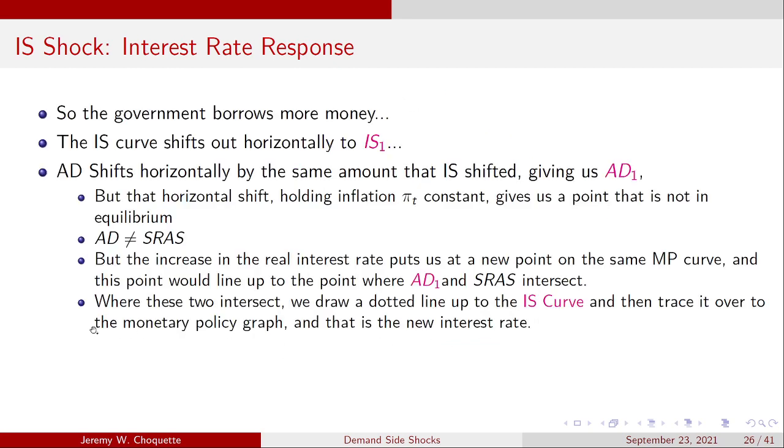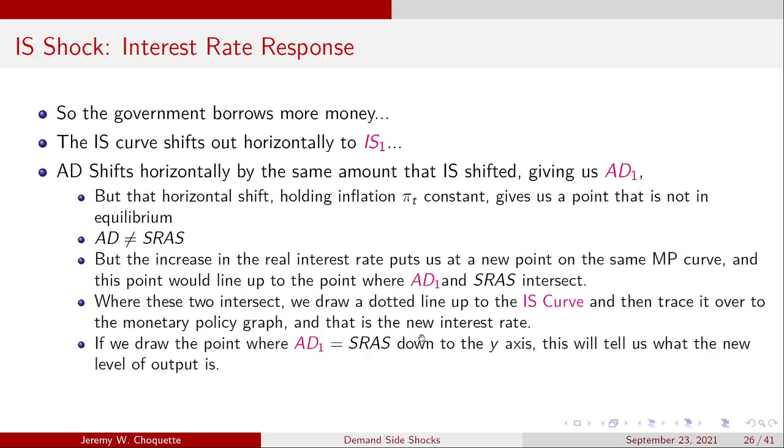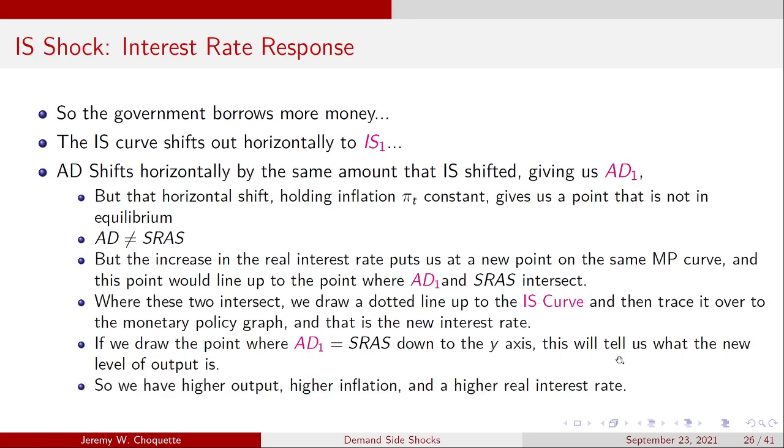So where those two intersect, we draw a dotted line up to the IS curve, trace it over to the monetary policy graph, and that's our new interest rate. The new interest rate is going to be higher than what it was before. We draw the point where AD1 equals SRAS down to the y-axis. It'll tell us what the new level of output is. We're going to have higher output, higher inflation, and a higher real interest rate.